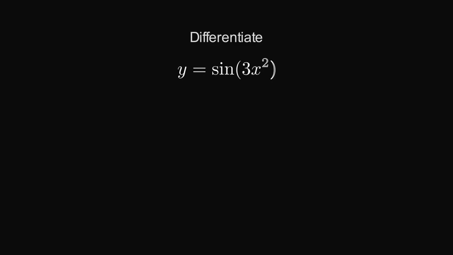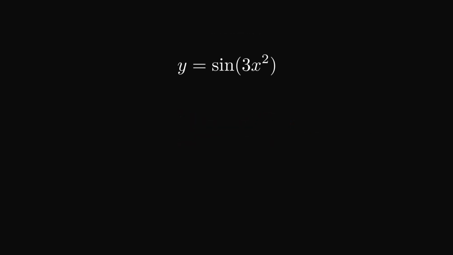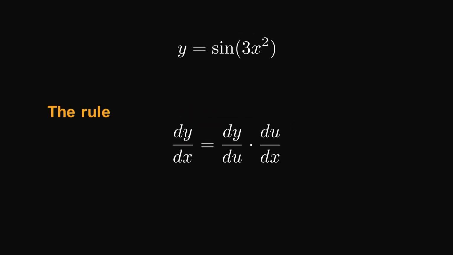Here's a question that trips up more students than any other in A-level maths. Differentiate y is equal to sine 3x squared. Most students will pattern match to what we spoke about in part 1 and write cos 3x squared. But that's wrong. And as a result, that's 3 marks gone. When a function sits inside another function, you can't just differentiate the outside and move on. The inside is doing the work too, and so the chain rule gives it credit.